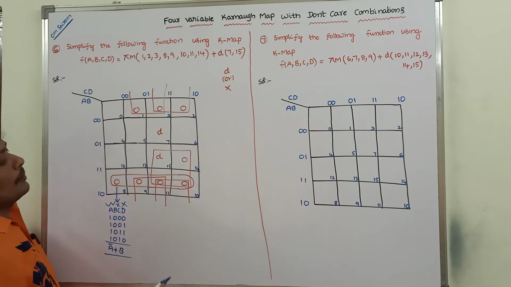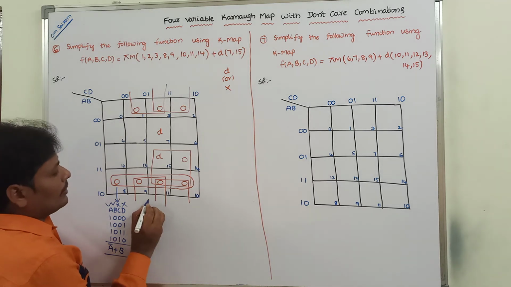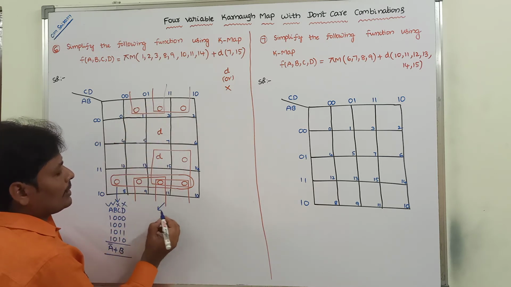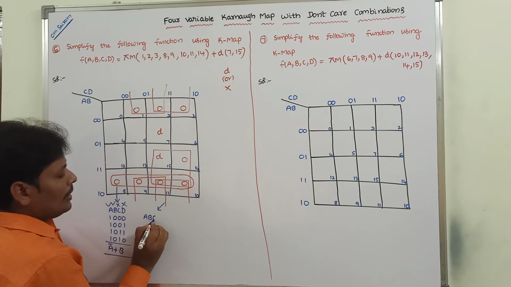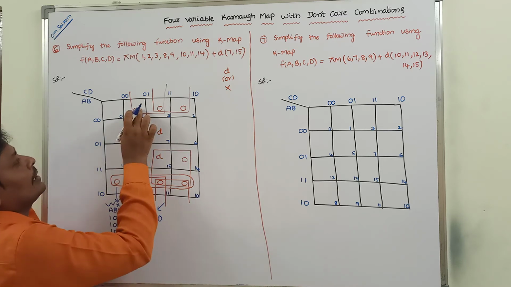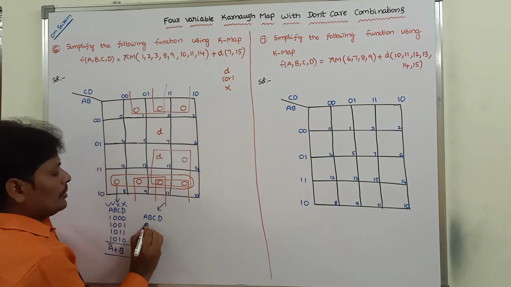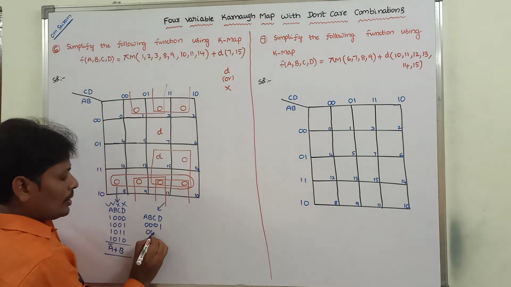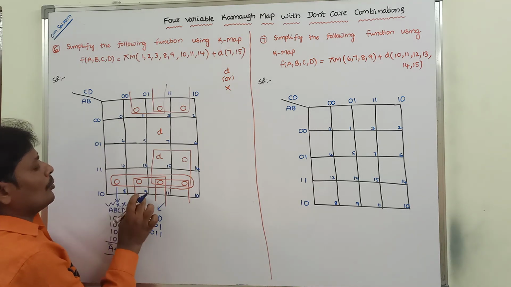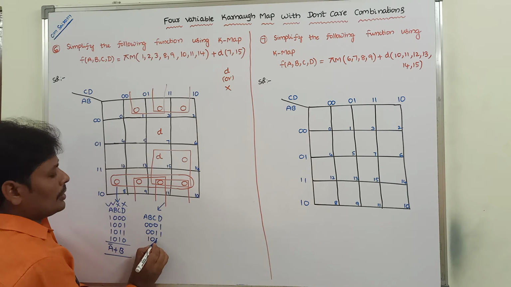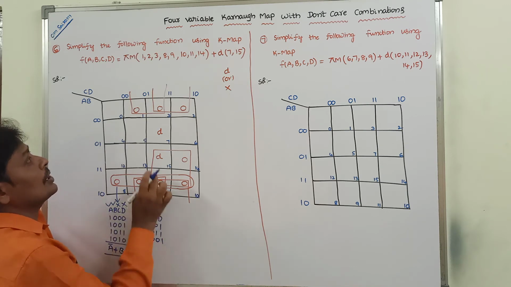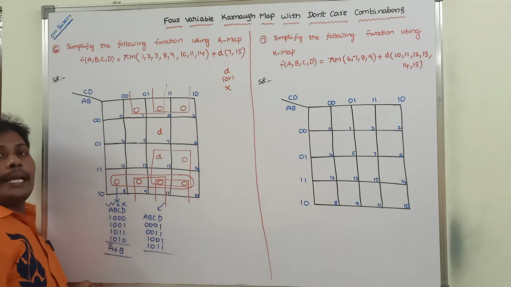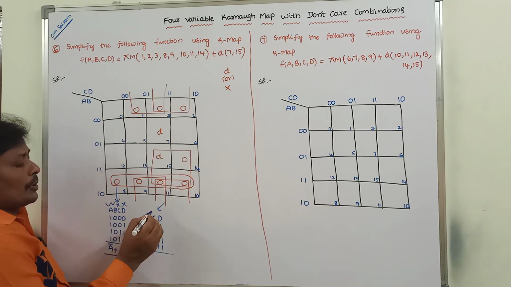Okay, next one. For this quad, these two zeros and these two zeros, what is the expression we are getting? A, B, C, D. For this 0, 0, 0, 0, 1. For this 0, 0, 0, 1, 1. For this 0, 1, 0, 0, 1. For this 0, 1, 0, 1, 1. If any column contains a combination of zeros and ones, we have to ignore that column.